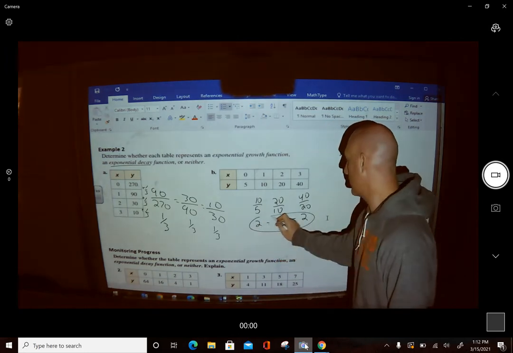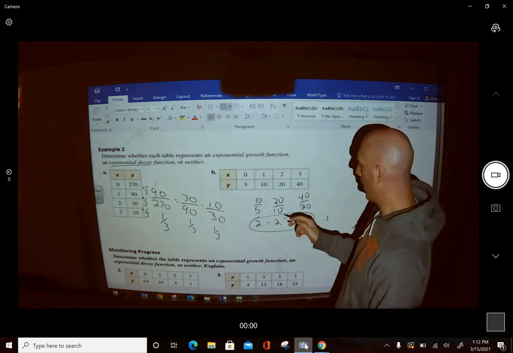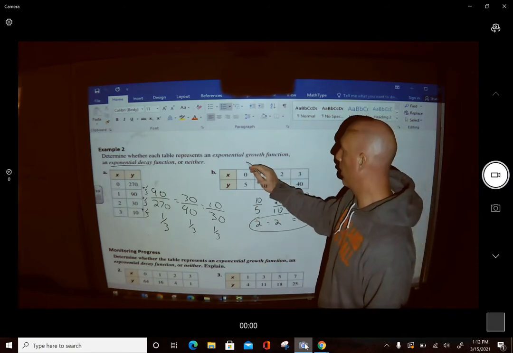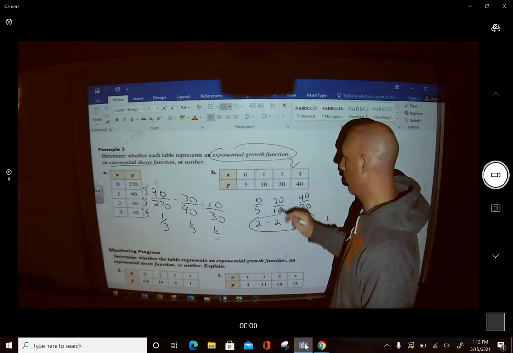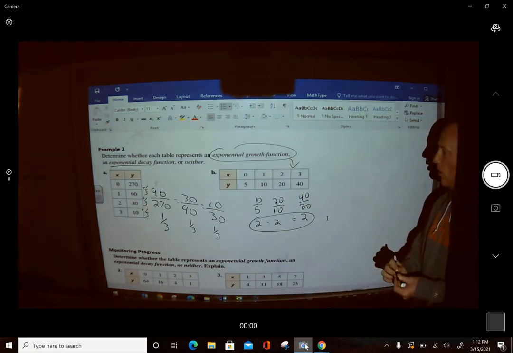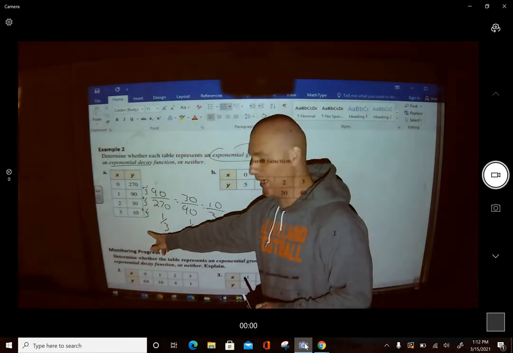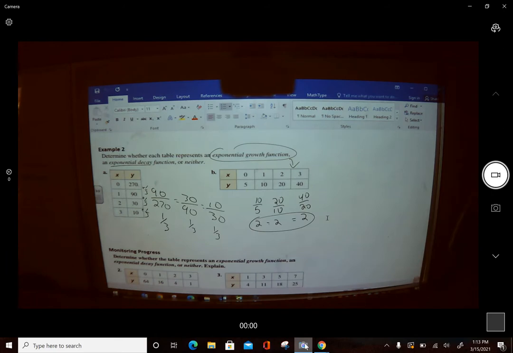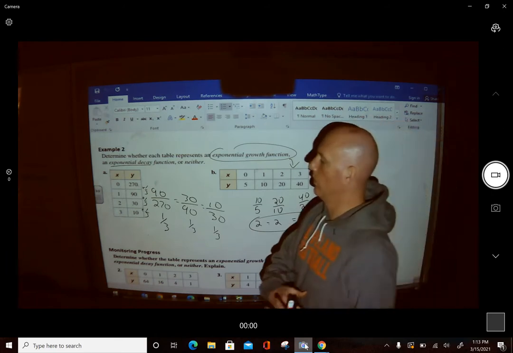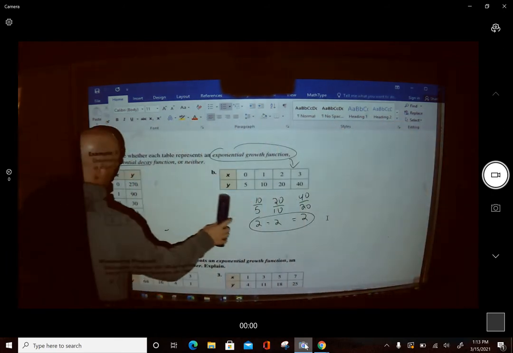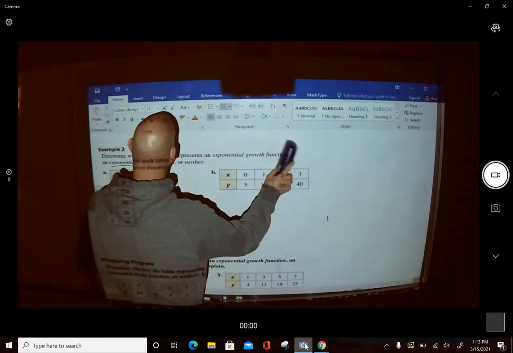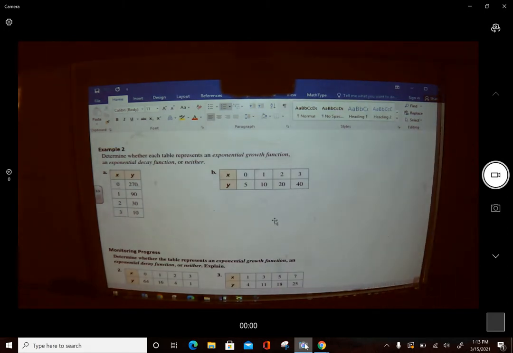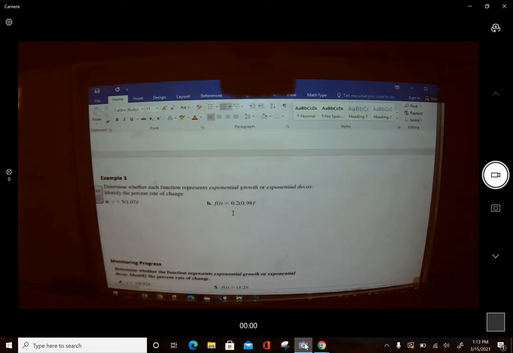But now that we have our constant multiplier, we now say, okay, we are exponential and we are growing. So this one would have been exponential growth. Okay? So that's all you're looking for. And if the numbers are not the same, then you're neither. So that should really be enough for example 2, just on how to tell whether it's growth or decay. So first, just make sure it's exponential, which is finding the constant multiplier. And then just look, if you're growing, it's exponential growth. If you're shrinking, it's exponential decay.